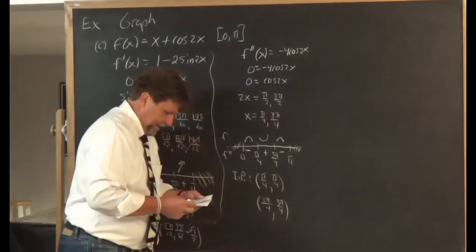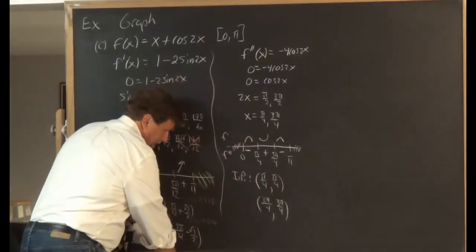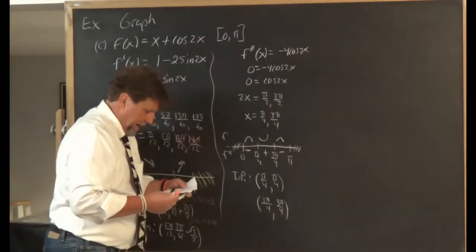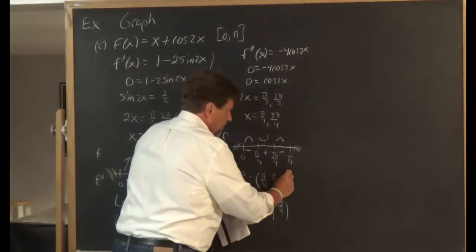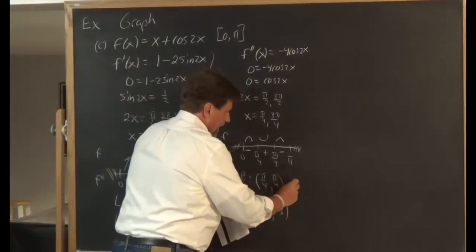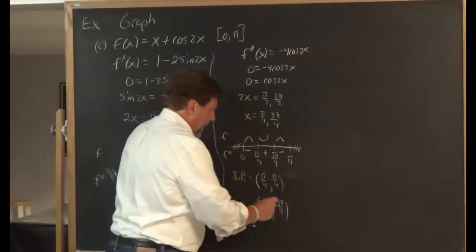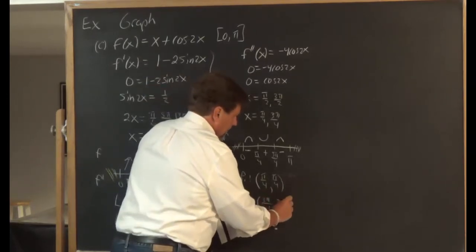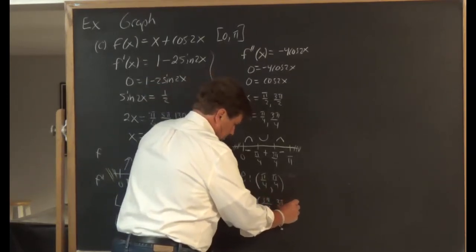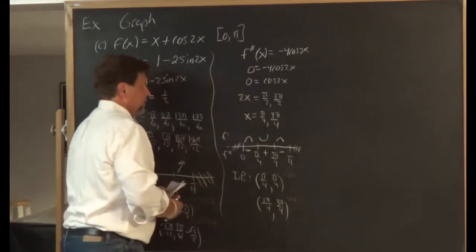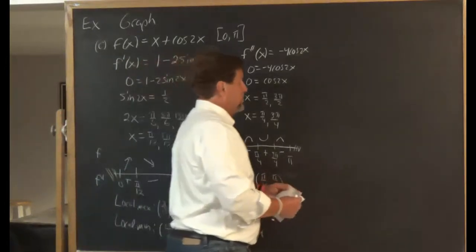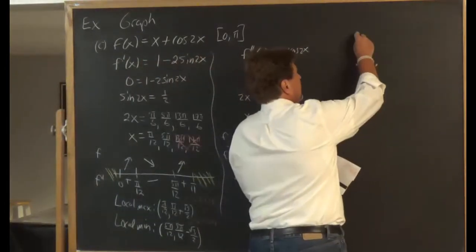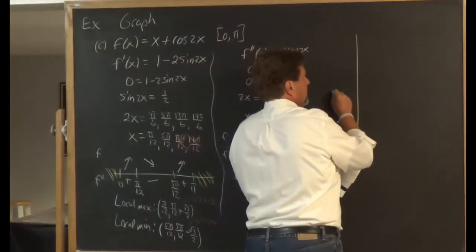And again, just kind of thinking ahead, I'm going to plot these points. Pi over 4 is about 0.8, and 3 pi over 4 is about 2.4. Alright, so now I think I have enough to sketch the graph. And this is going to be something else.